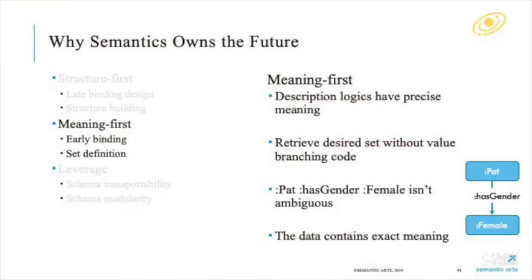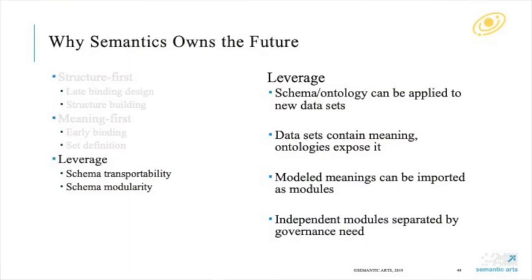Meaning first, you have early binding because you define what set membership is. You know in advance what the criteria is for something to come back. Precise meaning, no code branching required. Pat has gender. This is very clear, right? There's no ambiguity about Pat. Pat's gender is female. That it has the exact meaning.